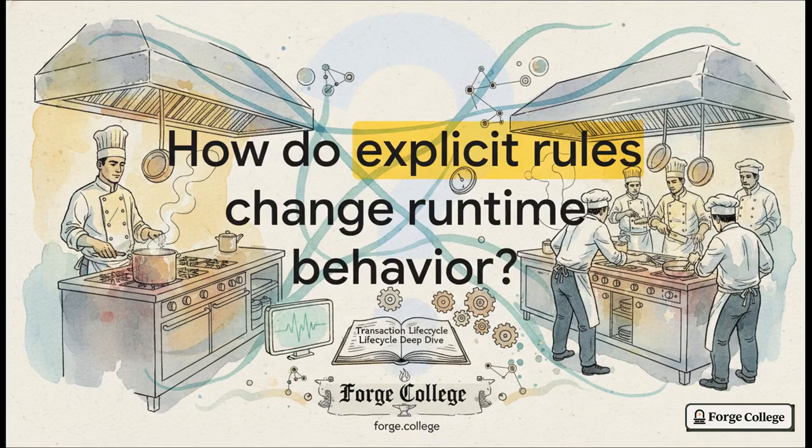And that brings us to a really fascinating question. We've seen the theory of the single chef versus the brigade, but how will explicit account access and gas metering actually change the runtime's behavior when we look at a real live transaction trace on the blockchain? Well, we'll be answering exactly that in our next lesson, the Transaction Lifecycle Deep Dive, where we'll actually watch these kitchens operate in real time.